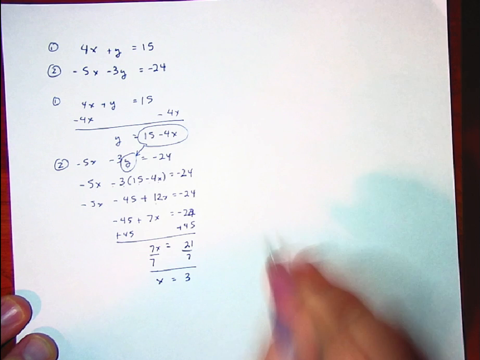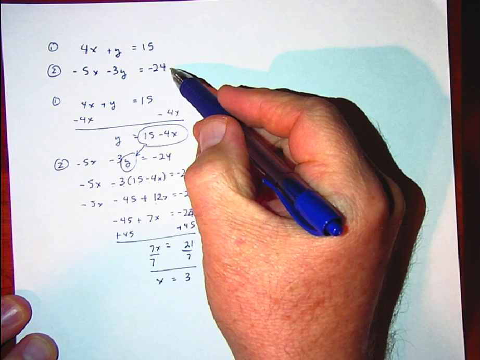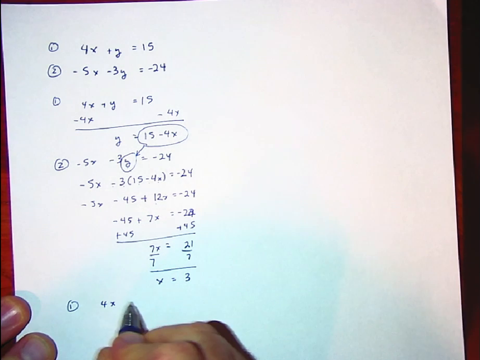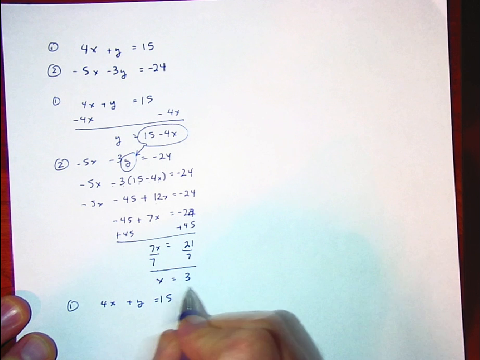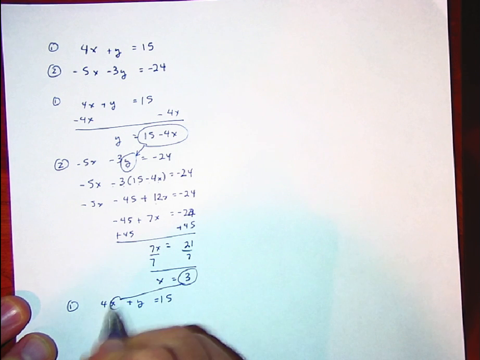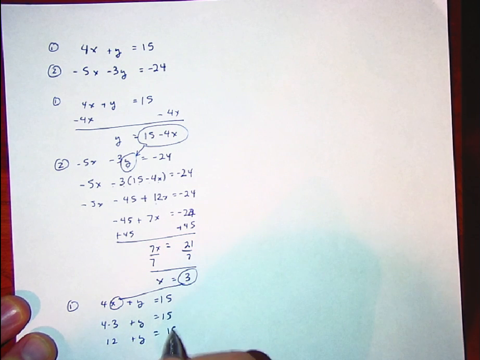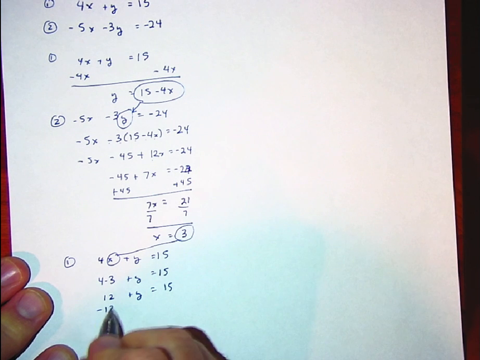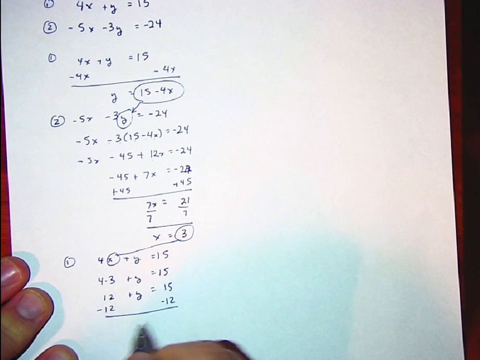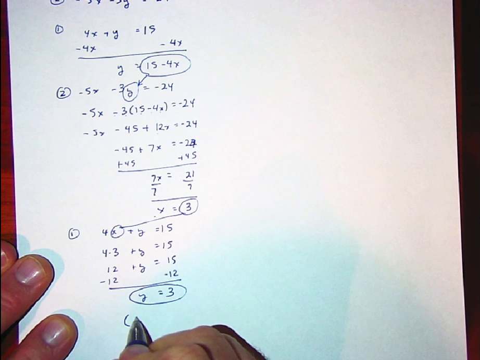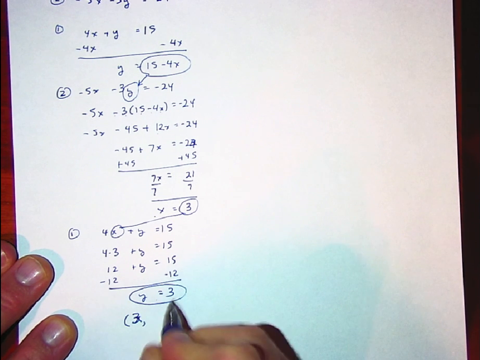Now to solve for y, we'll substitute it into one of the two equations. It doesn't matter which one. So we'll select the first equation. 4x plus y is equal to 15. And I'll substitute 3 everywhere I see the x. 4 times 3 plus y is equal to 15. 12 plus y is equal to 15. And when you subtract 12 from both sides of the equation, you end up with y is equal to 3. My solution is that x is 3 and y is 3.